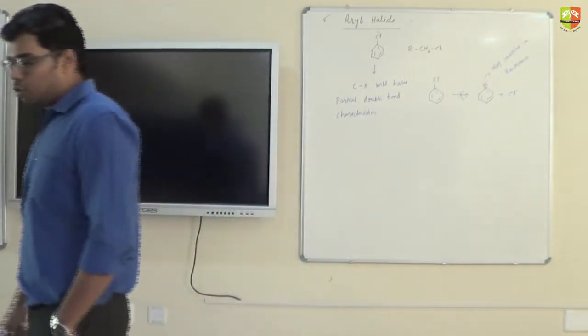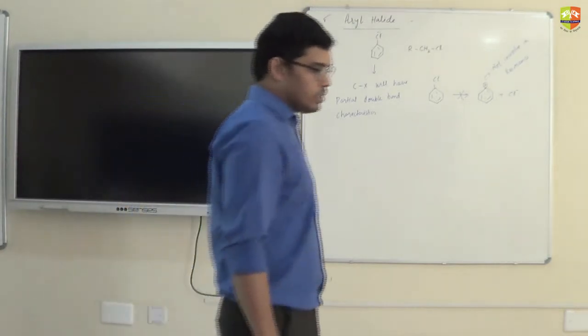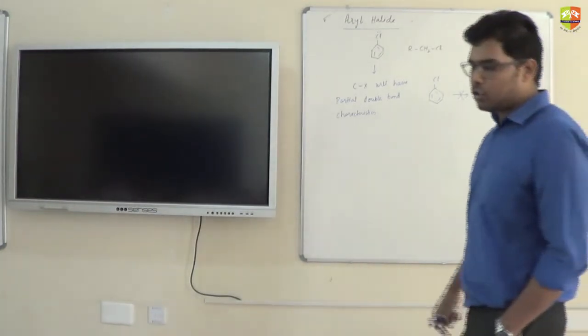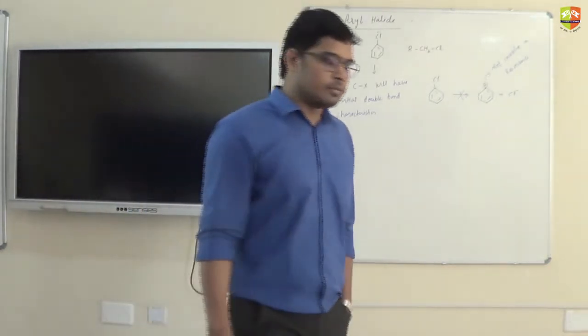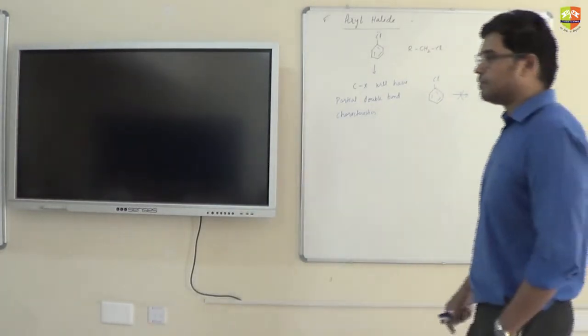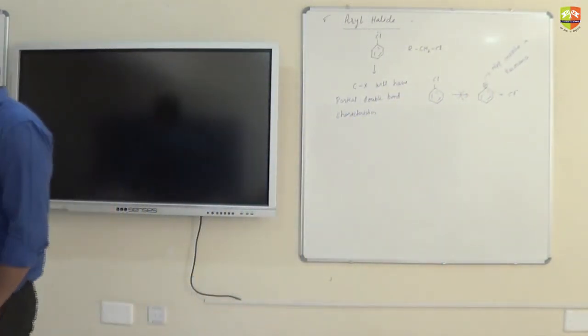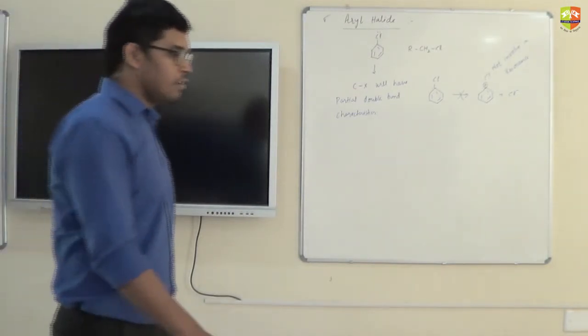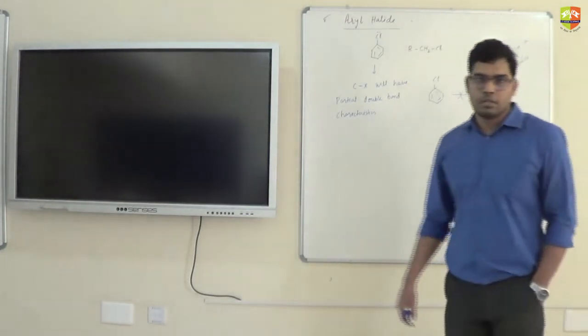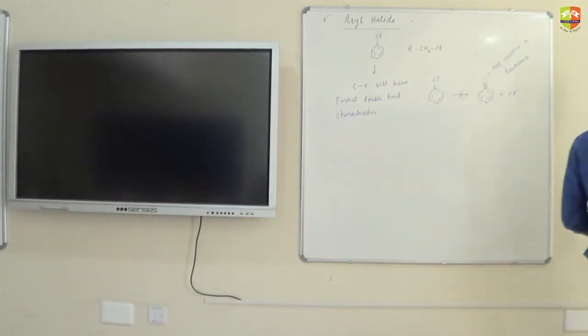When a powerful electron withdrawing group, such as NO2, CN, CHO, is present at the ortho or para position with respect to the halogen atom, then the replacement of halogen atom by any nucleophile like OH minus or NH2 minus is possible.